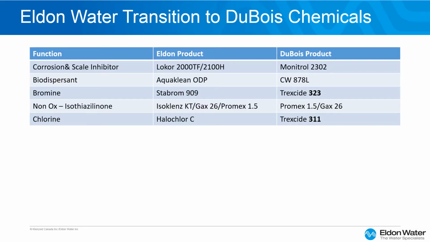So now that Eldon Water is going to be transitioning to DuBois Chemicals, there are a couple things I want to point out here. This table will be available to all engineers in the startup documentation, and it'll be posted in the stockroom. Linda already has a copy of what the conversions are, but there are a couple things I want to highlight. I'll start with the corrosion and scale inhibitor. The Lo-Cor products here, we've had a number of them on campus, but they're going to be concentrated into one. They're going to be going to Monatrol 2302.